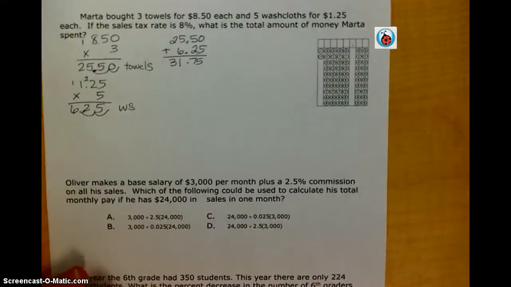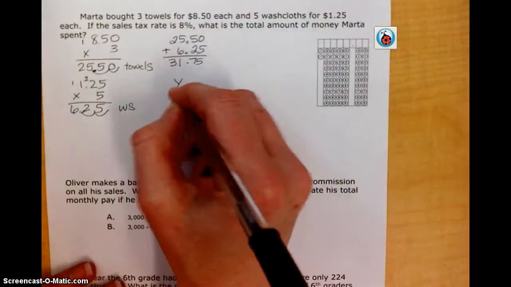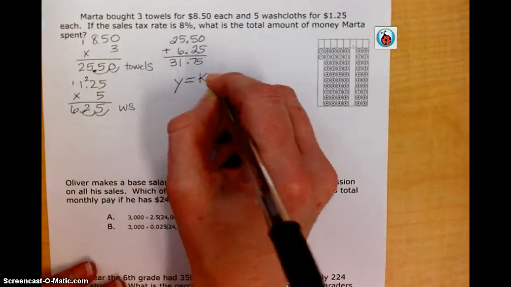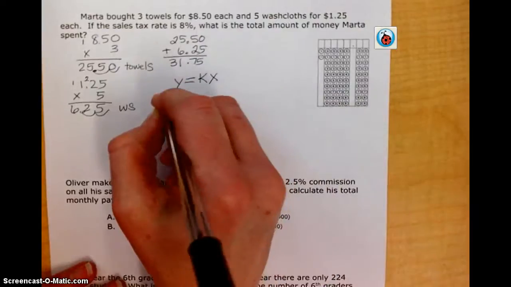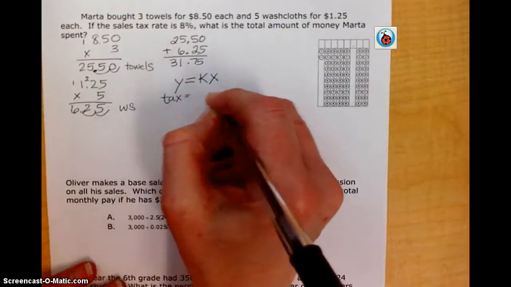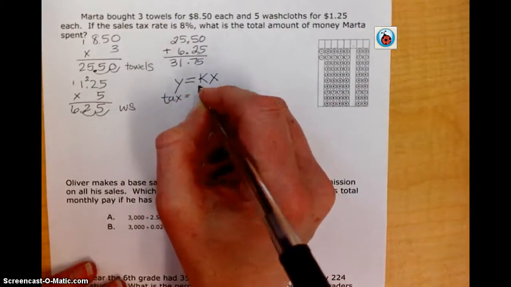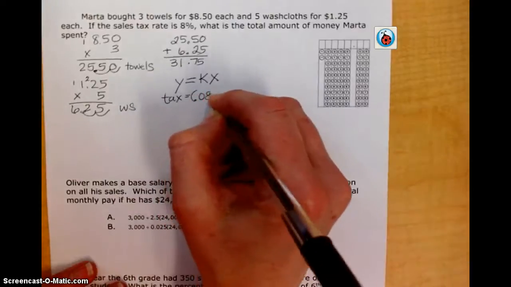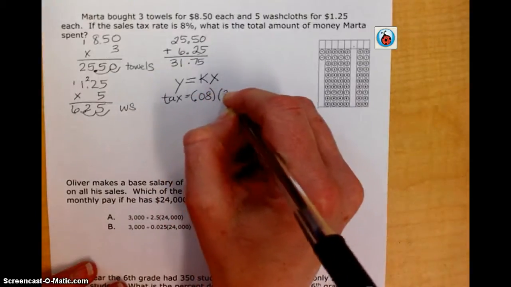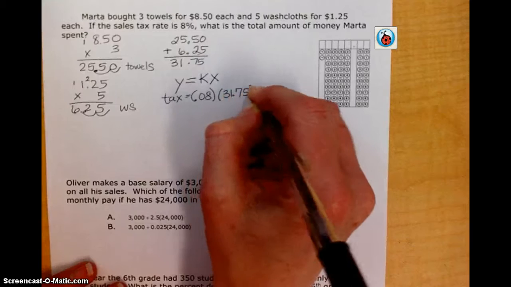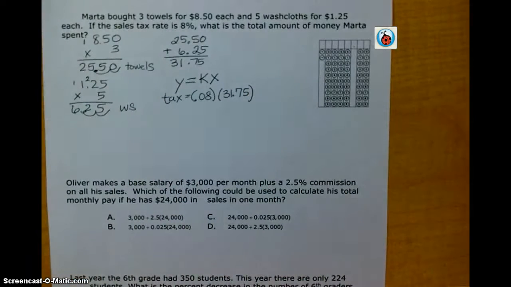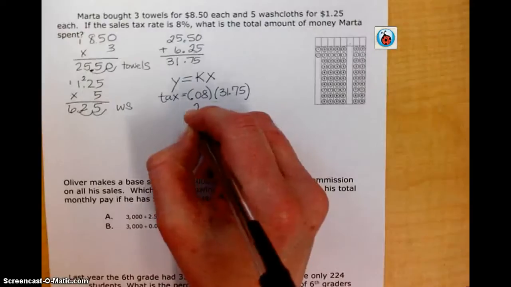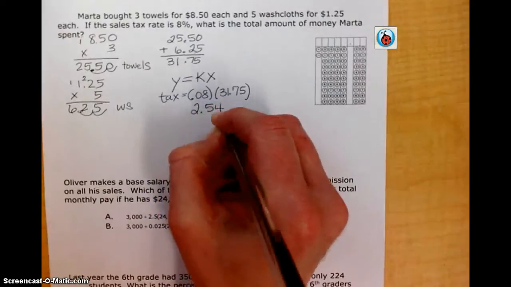$31.75. Our 8%, or our tax, is found using y equals kx. Y is the amount of tax. K is our tax rate written as a decimal, so 0.08 times $31.75. Please pause your video now to do your multiplication and then check. The amount of tax Marta will pay will be $2.54.